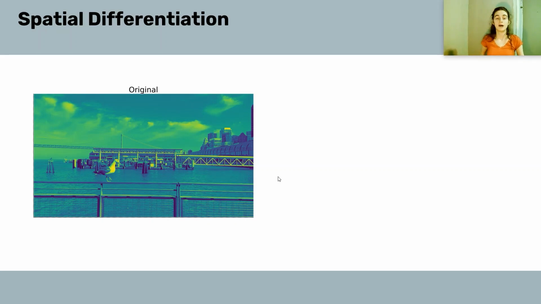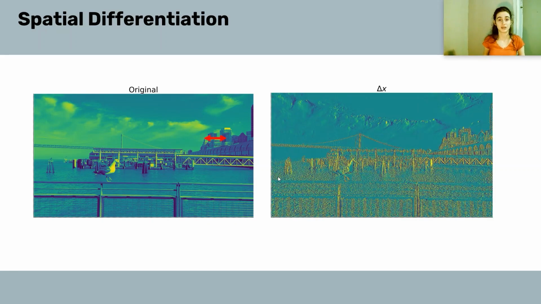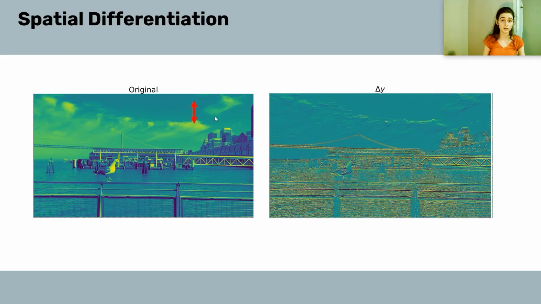So horizontal differentiation will give us this kind of pattern. You can see that we see unique patterns in the image. In contrast, when we take vertical differentiation, we see slightly different patterns and different objects that appear.